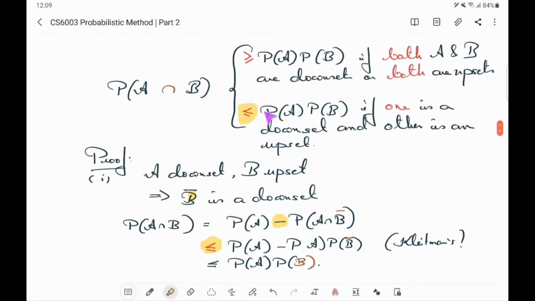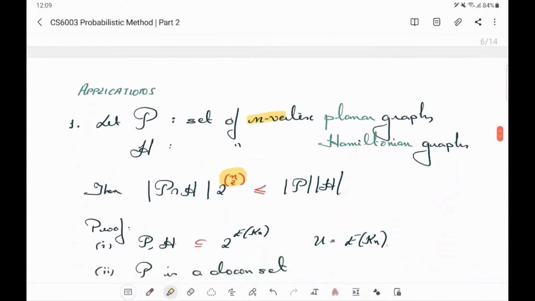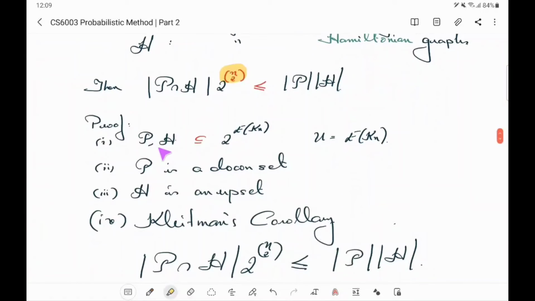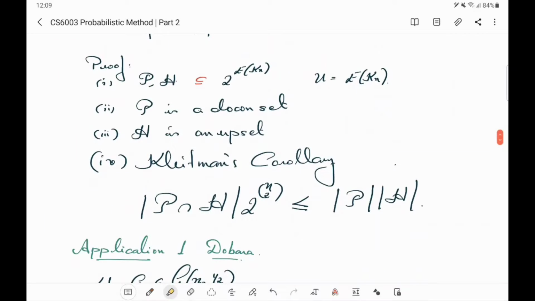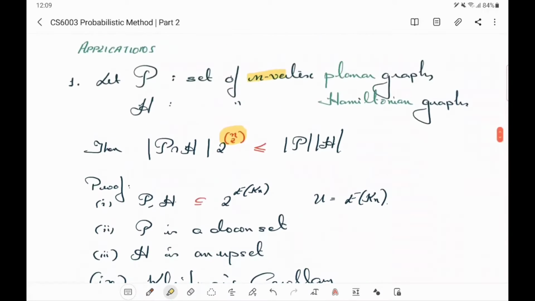Once you understand these things, the proof is just a direct application of Kleitman's corollary. We only have to argue that both P and H are... no, P and H are not subsets, sorry, they are subfamilies, right? They are collections of subsets. Each graph is a subset. They are collections of graphs which are all subgraphs of Kn. One is a downset, the other is an upset, and hence you can use Kleitman's corollary almost directly, right? No calculation, nothing.